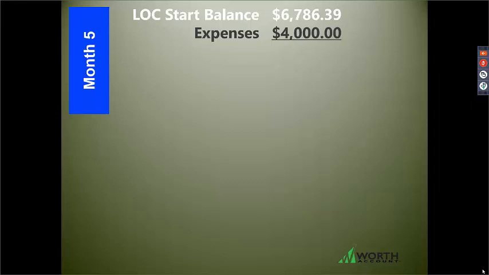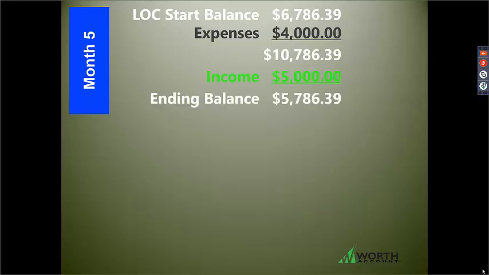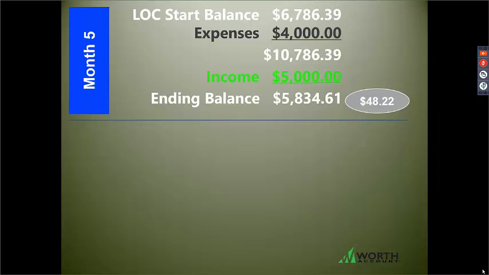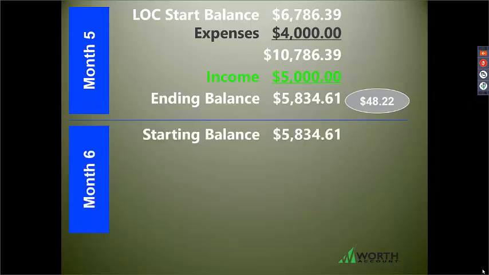Now here we are in our line of credit. We roll that balance back in, so $67.86, pull out our expenses. Our balance is now $10,786. We're going to deposit our income, and our balance is $57.86. We're going to pay a little bit of interest that month, $48.22. We're going to roll that balance into month 6, and we're going to pull out our expenses.